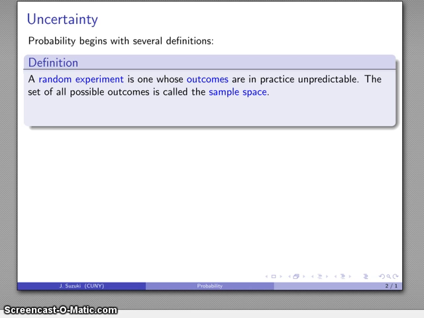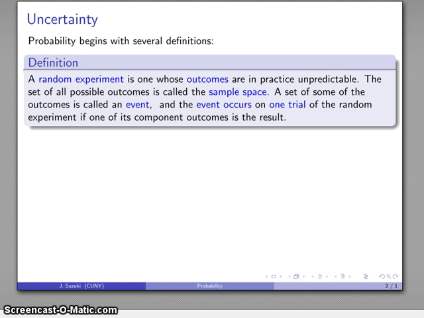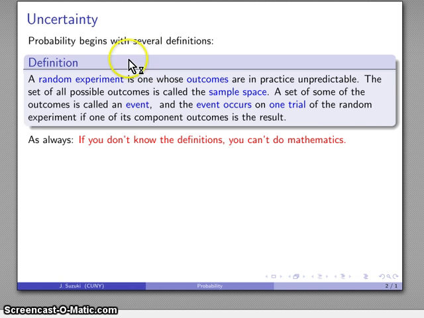If I take a look at the set of all possible outcomes of my random experiment, I get what we call the sample space. Now, if I take some of those outcomes, really a subset of the sample space, that is something we call an event, and the event occurs on one trial of the random experiment if any one of its component outcomes is the result of that random experiment. As always, if you don't know the definitions, you can't do mathematics. Every definition here is a critical part of understanding probability.